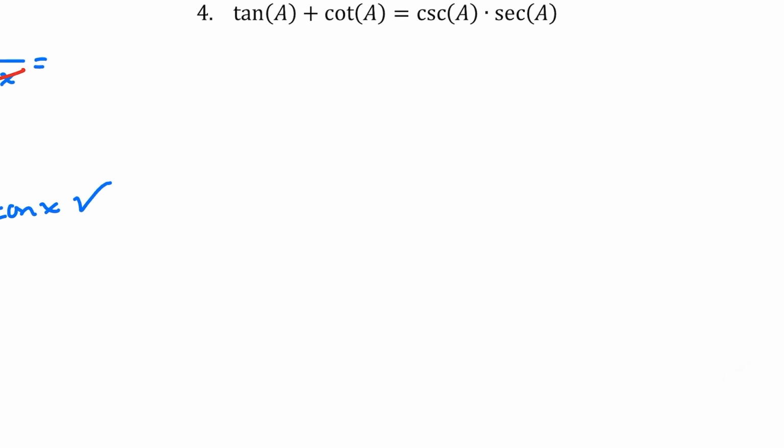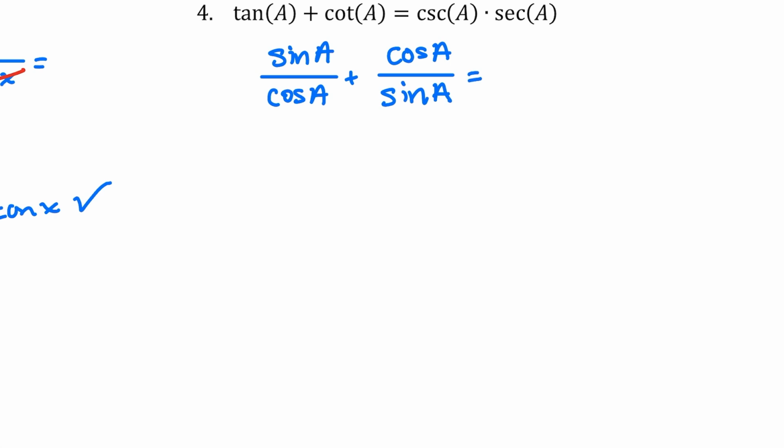So what I'm going to do is replace tangent with it in terms of sine and cosine, which again is sine divided by cosine. Cotangent on its own is the same thing as cosine over sine. Now I have two fractions that are being added to each other. So what do I do in order to get those to add up? Well, I need a common denominator. The common denominator for this would be one of each of those denominators. So that means I need to multiply this by sine of A over sine of A, and multiply this by cosine of A over cosine of A.